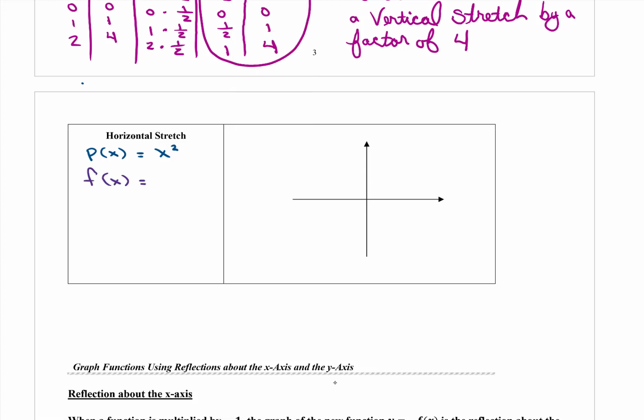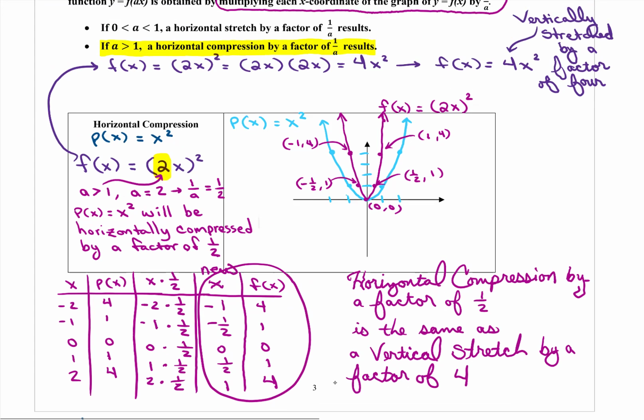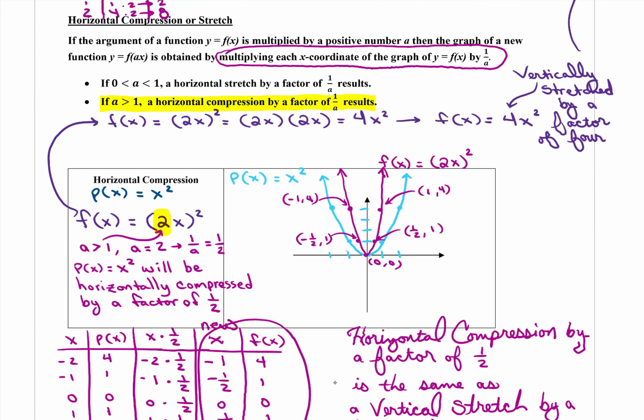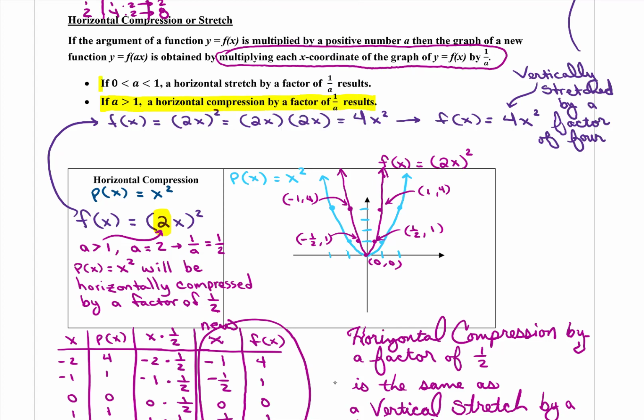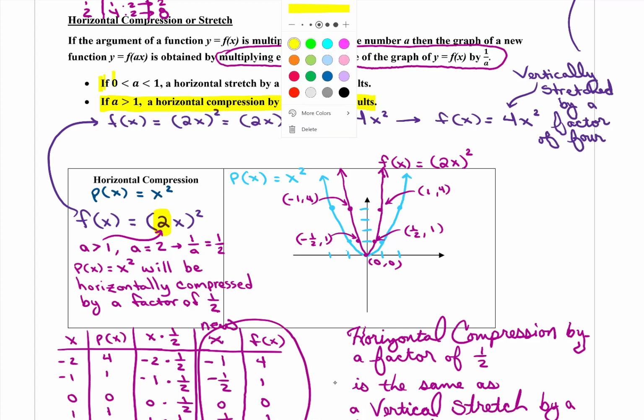Alright, horizontal stretch. Since a horizontal compression meant we're squashing it in from the sides, a horizontal stretch means we're going to be stretching it out to the sides, to the left and to the right. In this case, we're going to look at the same parent function, because I think it's easy to figure out the idea when we're working with something like this parent function, p of x equal to x squared, because you guys are so familiar with that function. And we're going to use f of x equal to 1/2 x, and all of that's getting squared.